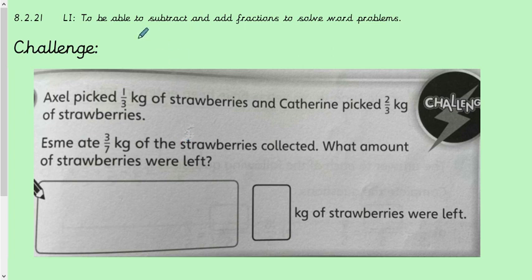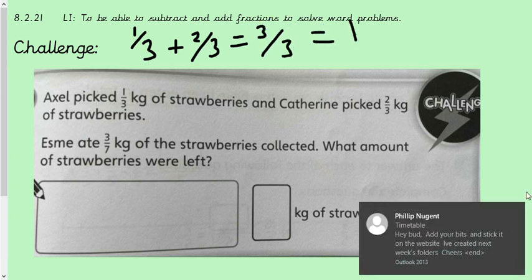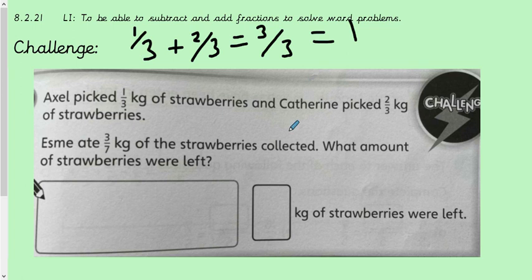So if Axel picked 1/3 and Catherine picked 2/3, we'll add them up, which is 3/3, which is also a whole. Sorry, Mr. Nugent getting in the way. And then it says Esme ate 3/7 of a kilogram of the strawberries collected. What amount of the strawberries were left? So then we know there's a whole that were collected.